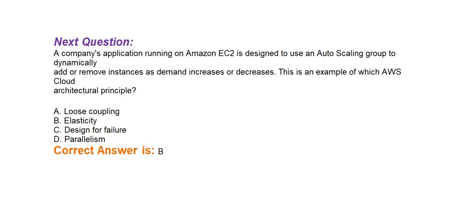Next question is, a company's application running on Amazon EC2 is designed to use an auto-scaling group to dynamically add or remove instances as demand increases or decreases. This is an example of which AWS cloud architectural principle? Option A, loose coupling. Option B, elasticity. Option C, design for failure. Option D, parallelism. Correct answer is option B, elasticity.